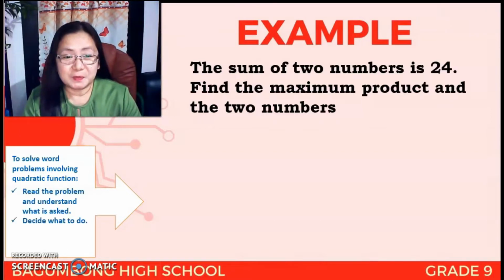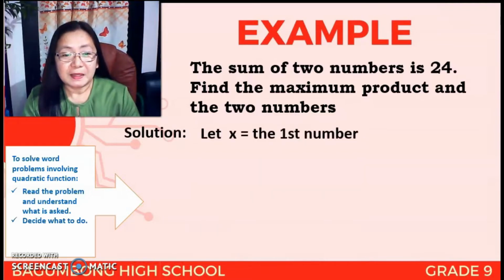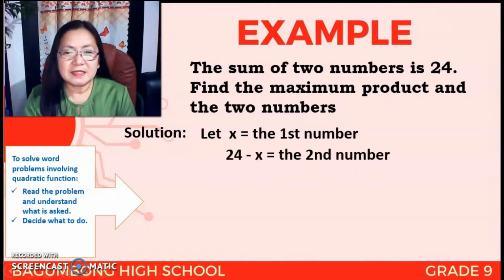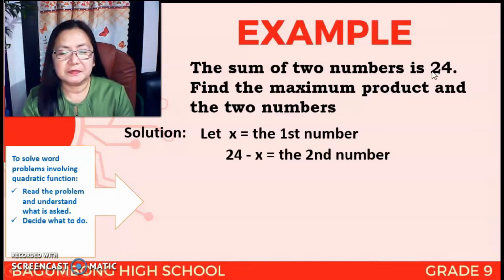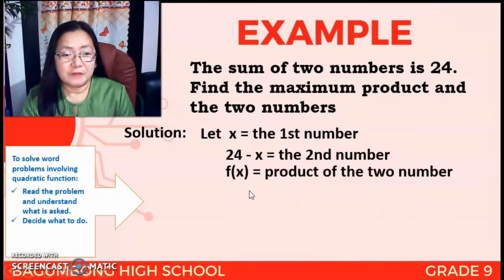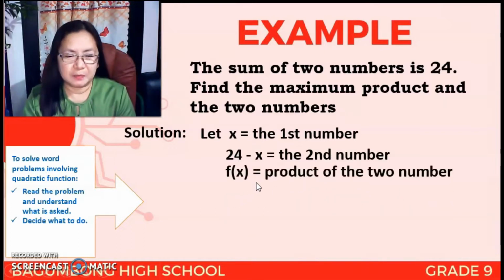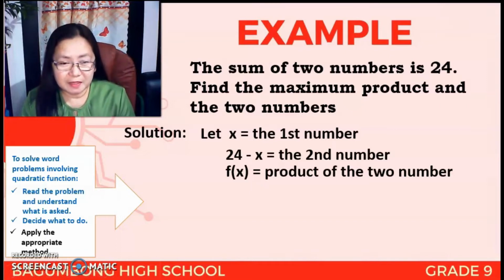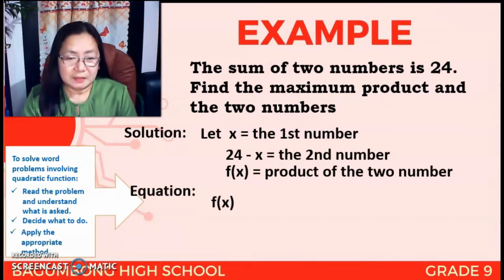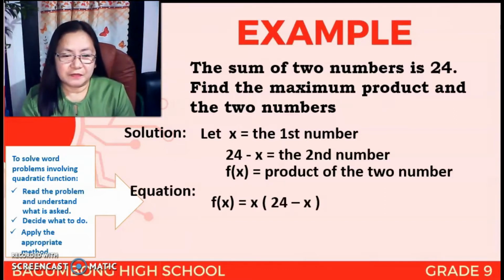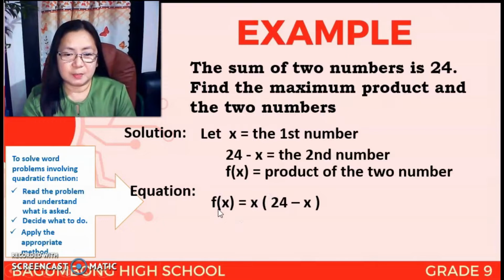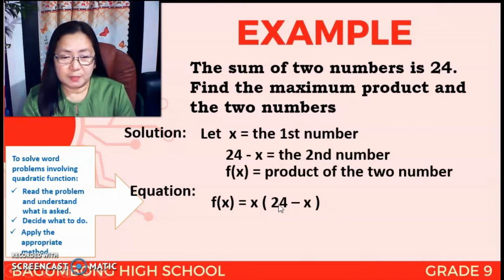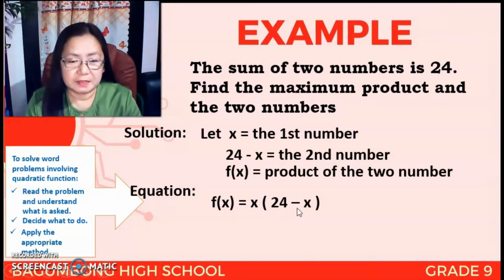Next, decide what to do. So, let x be the first number. If the first number is x, and since the sum of those two numbers is 24, therefore the second number is 24 minus x. And f of x is the product of the two numbers. So apply the appropriate method, which is forming the equation. f of x is the product of the two numbers, which is equal to the first number times the second number, so x times the quantity of 24 minus x.